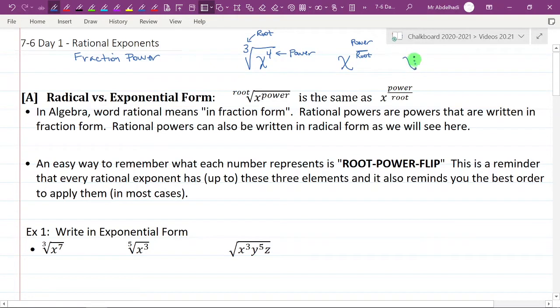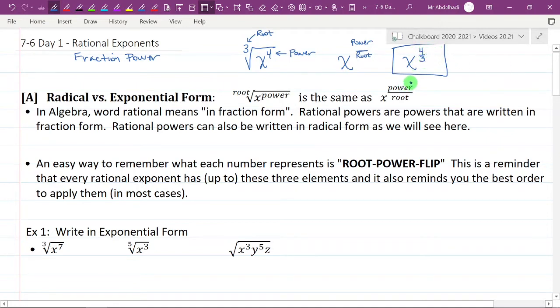So this is going to be x to the, well, what's the power here? The power is 4, and the root is 3. And there you go, x to the 4/3 power. All right, so let's just make that 4/3 a little smaller and a little bit higher so it looks like a power rather than a fraction. And there you go. So it's pretty simple. Just make sure the power's on top and the root's on the bottom.